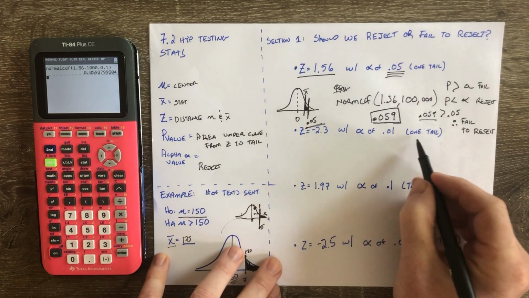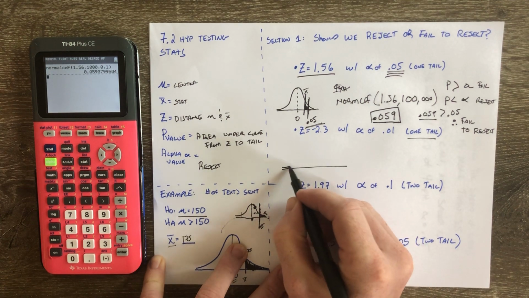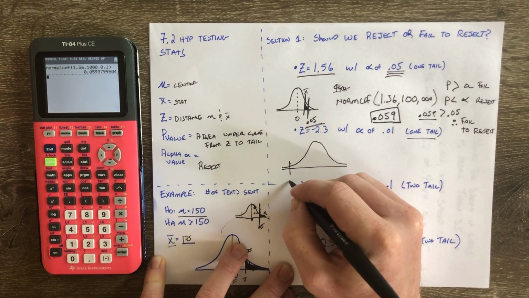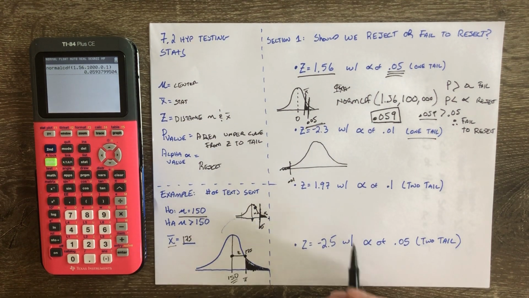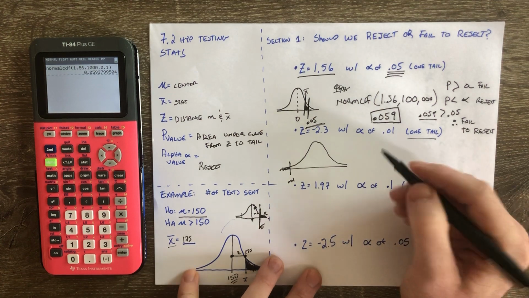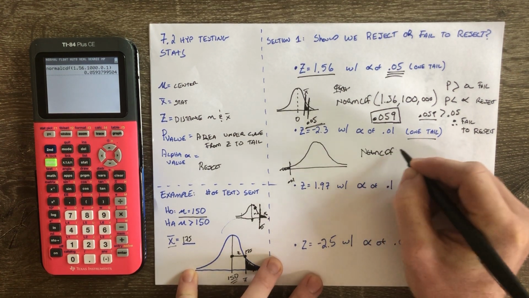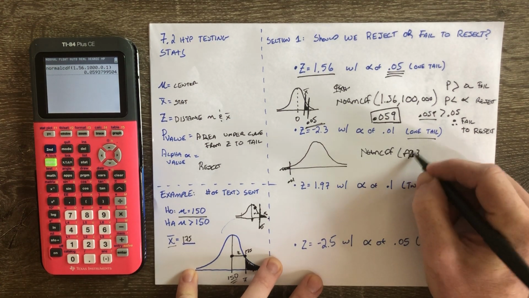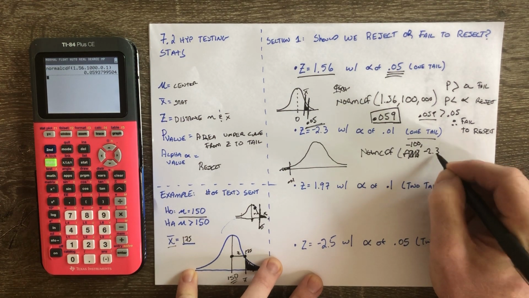Okay, let's try again. So again, we're doing a one-tail test. We have a z of negative 2.3. So now we've got an alpha value of 0.01. So we're going to reject anything less than 0.01, and we're going to fail to reject anything more than 0.01. So let's do normal CDF, negative 2.3. Ooh, we've got to go from the small. So negative 100 to negative 2.3.